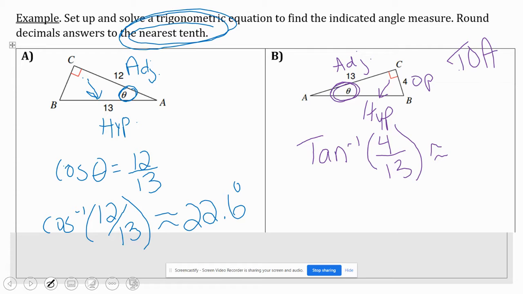Type that into your calculator, second tan, 4 divided by 13. And our angle measure is about 17.1 degrees. Make sure you have the degrees there so we know we're talking about an angle measure.